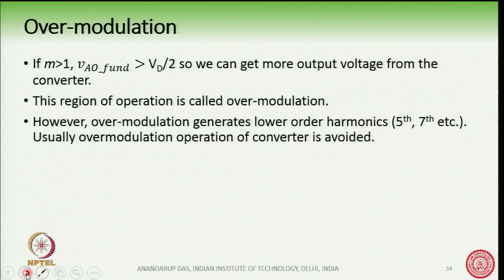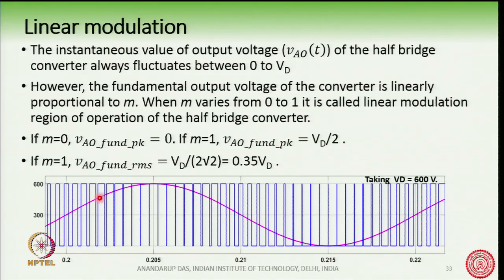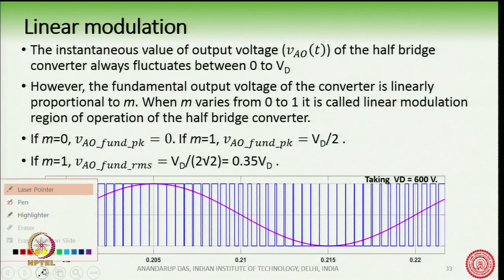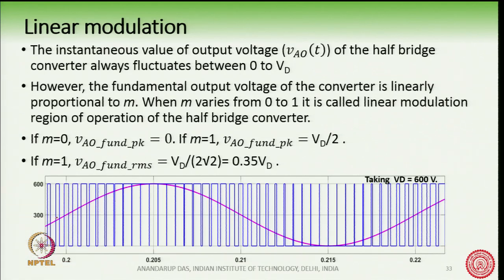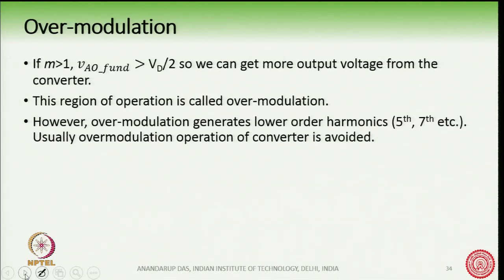What will happen if m goes beyond 1, which means that the AC voltage here is m more than 1, something like this? What will happen if m is more than 1? So, if m is more than 1, then the fundamental voltage output from VAO is more than Vd by 2. So, we get more output voltage.